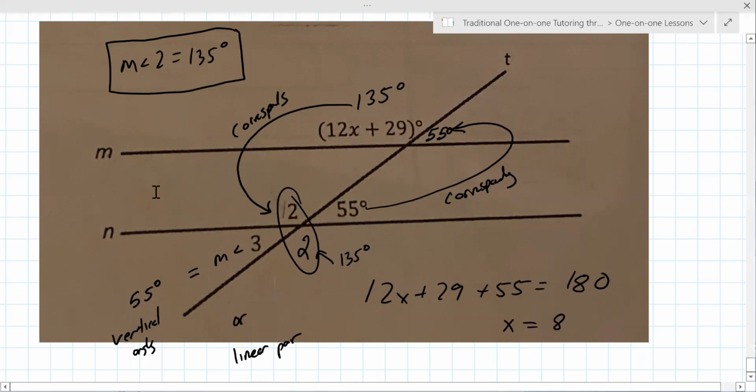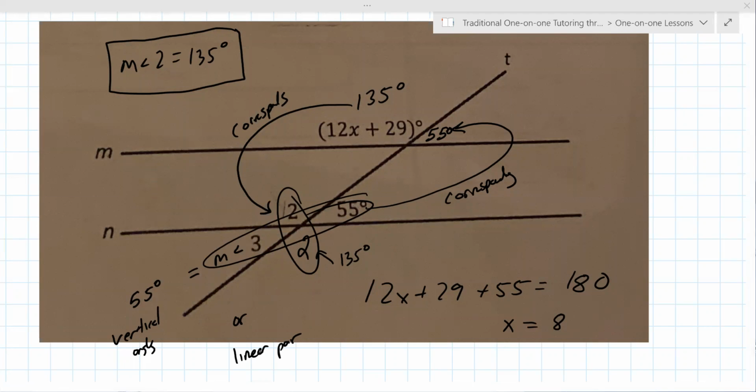And then would I use alternate exterior angles for 3 and 55? I would just use vertical angles because it's right there. Oh yeah, okay, 55, they're vertical. And then I guess once you read all that out, that's the answer, right?